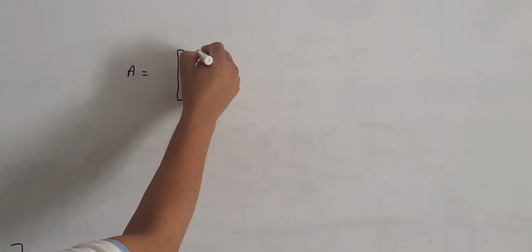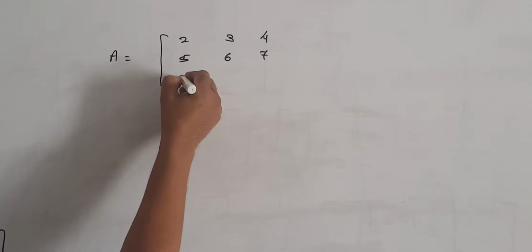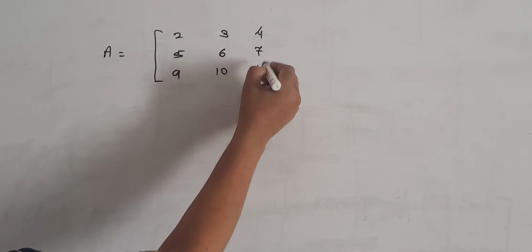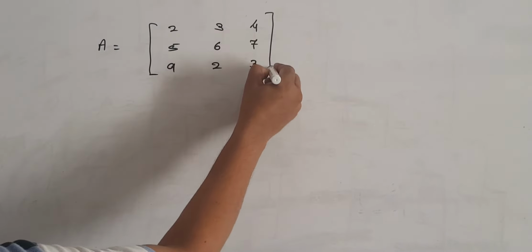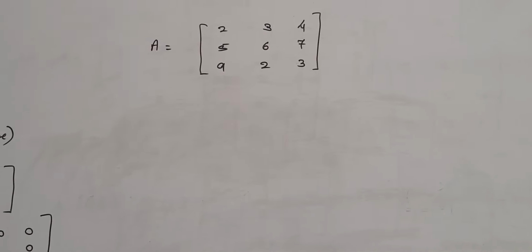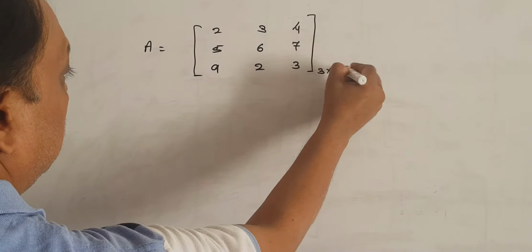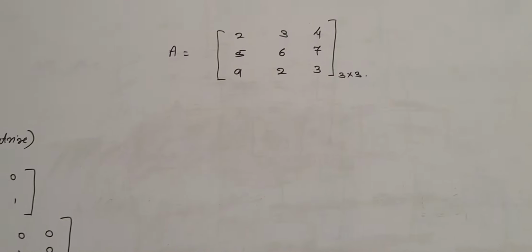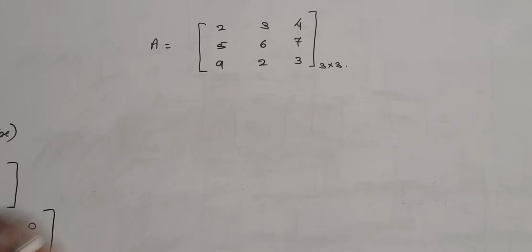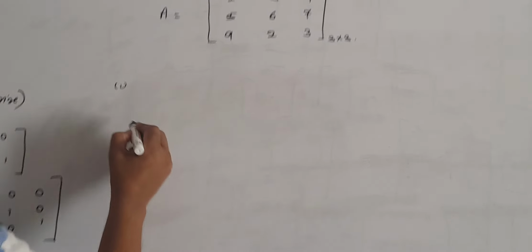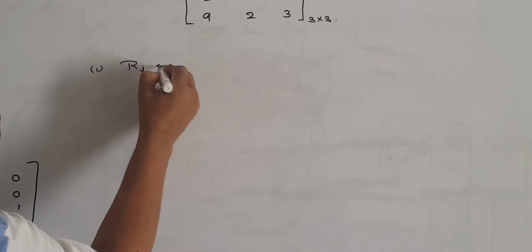Suppose A is 2 3 4, 5 6 7, 9 10 11, or 9 2 3. Suppose like this, any matrix 3 by 3. Now I show you the elementary operation. Just keep in mind. So the first symbol, you know that Ri to Rj.